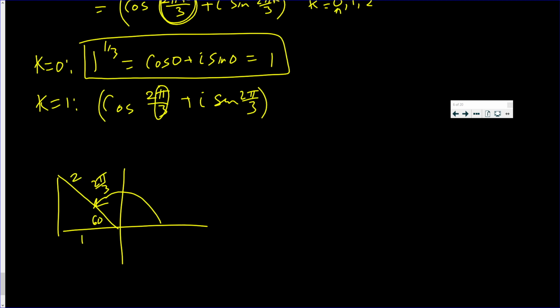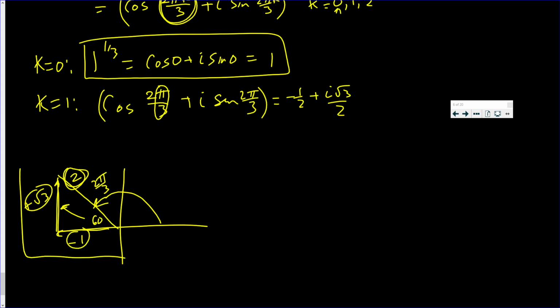1, 2, square root of 3. Since this is to the left, it's minus. Since that's up, it is positive. The cosine is negative 1/2, plus I times the sine, which is square root of 3 over 2. Okay, that is a second answer.